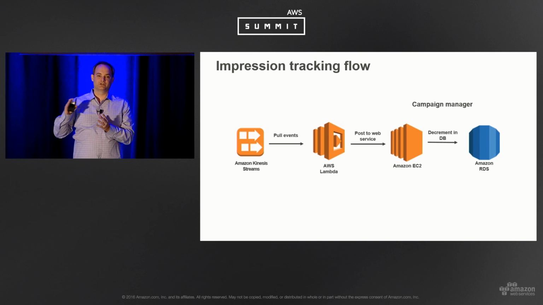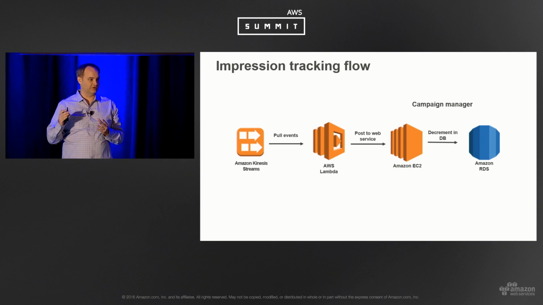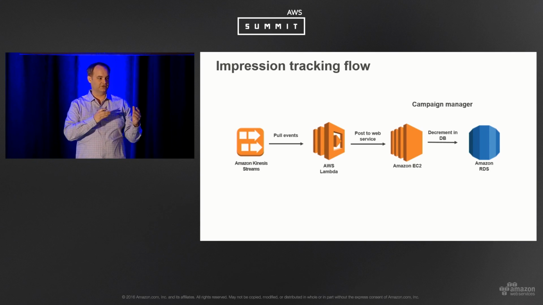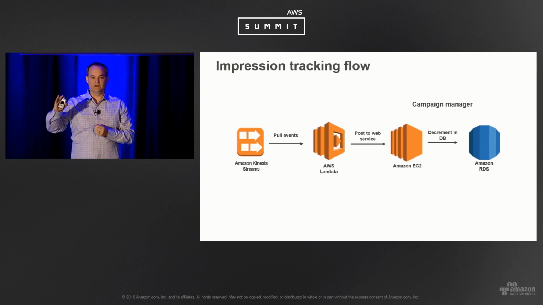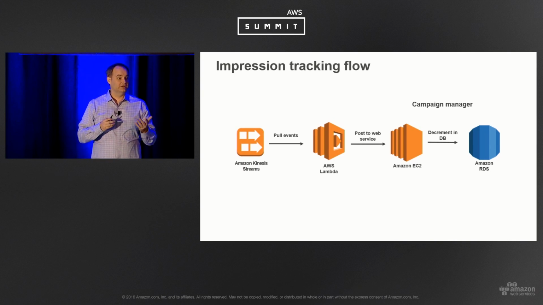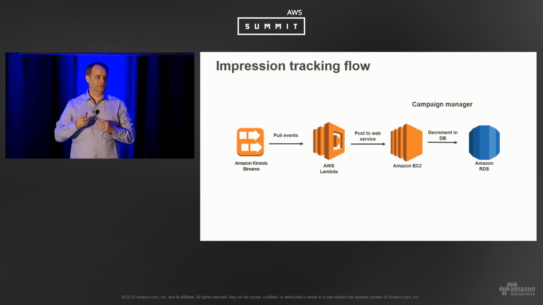Now the campaign manager is not storing the details of each impression. It just wants to decrement each impression from the correct campaign. And on the right there, in this case, it happens to be a Postgres database managed by RDS. That's what holds the current remaining impressions for each campaign.